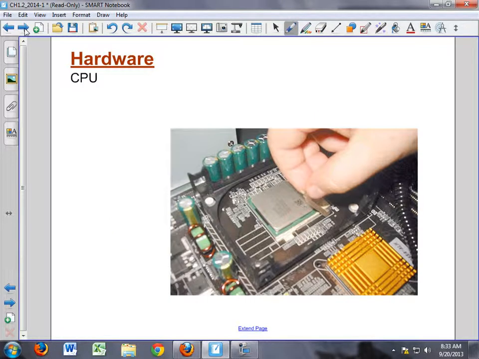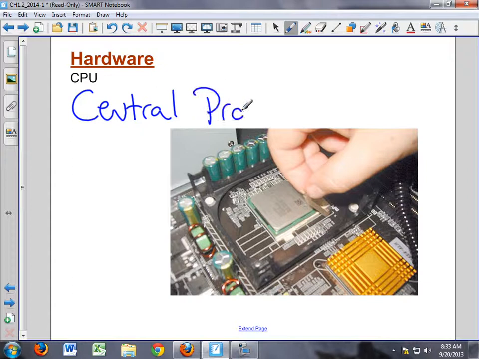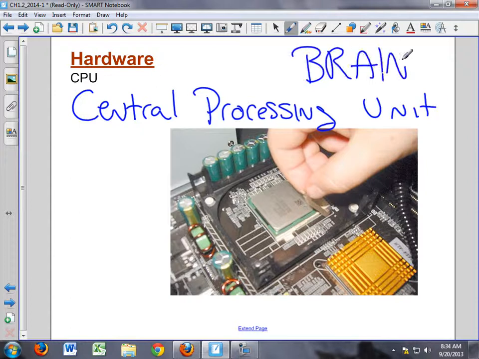So that's the motherboard. The next most important thing is the CPU, okay? Anybody know what CPU stands for? Central Processing Unit. It is the brains, okay?